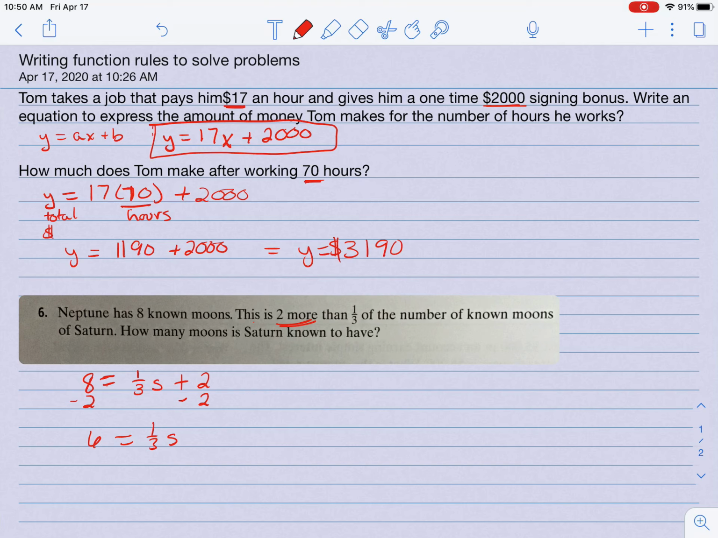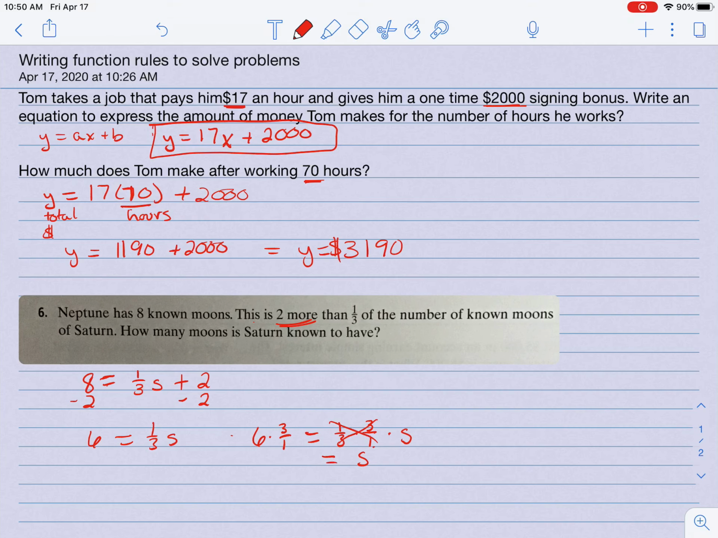The reciprocal is just this fraction flipped. So this would become 6 times 3 over 1 is equal to 1/3 times 3 over 1 times s. Okay, so these are going to cancel out, leaving us with just 1. So 3 times 1 is 3, 3 times 1 is 3. 3 divided by 3 just gives us 1s, which is the same as s.